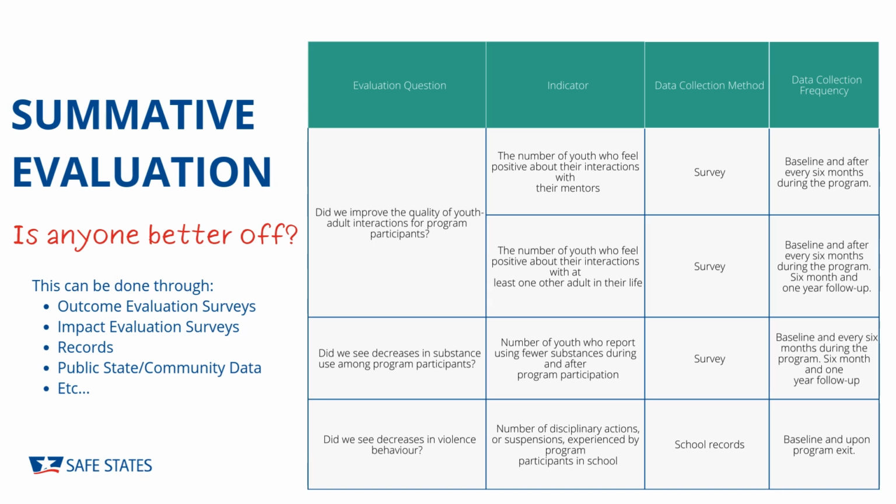A summative evaluation has us looking at data that shows us if anyone is better off. This can be done with methods such as outcome evaluation surveys, impact evaluation surveys, community records, public, state/community data, and more. This slide shows an example of summative evaluation data for an IVP program focused on increasing community connectedness to impact youth safety.